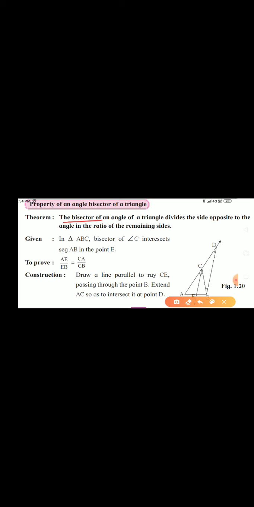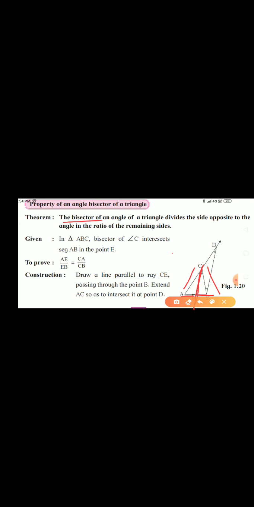So in the given, in triangle ABC, the bisector of angle C intersects segment AB in the point E. So this ray is the bisector of angle C, and it intersects side AB in the point E. This is given. Now to prove, we have to prove AE upon EB is equal to CA upon CB.